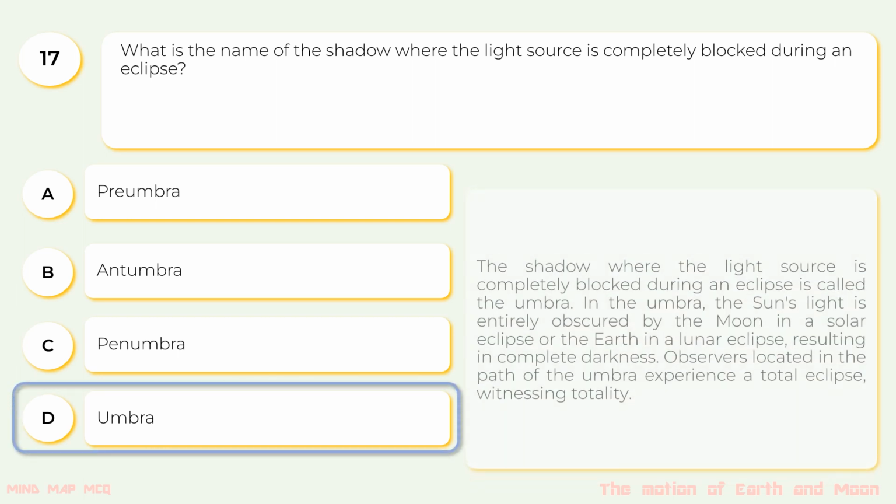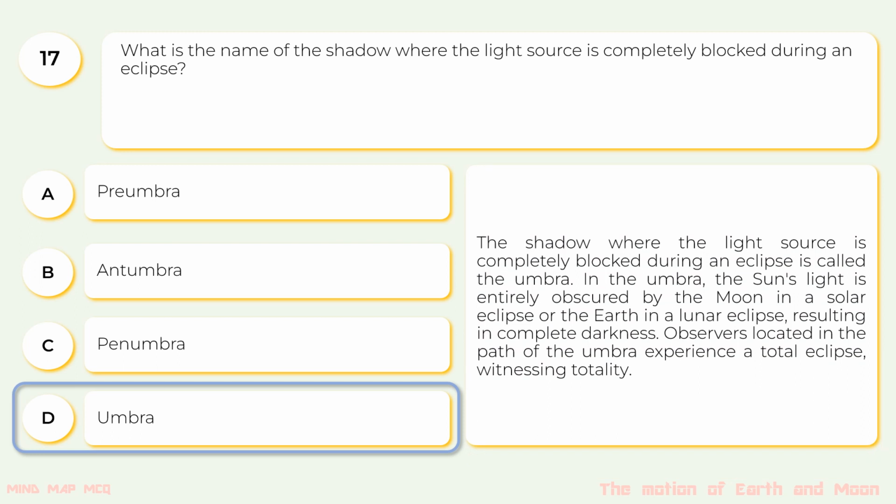Umbra. The shadow where the light source is completely blocked during an eclipse is called the umbra. In the umbra, the Sun's light is entirely obscured by the Moon in a solar eclipse or the Earth in a lunar eclipse, resulting in complete darkness. Observers located in the path of the umbra experience a total eclipse, witnessing totality.